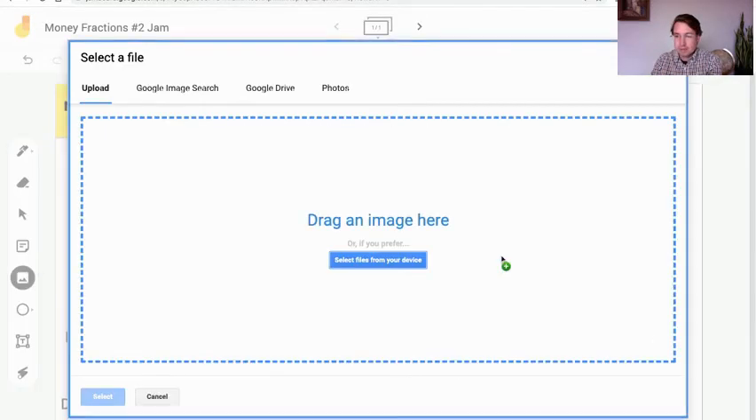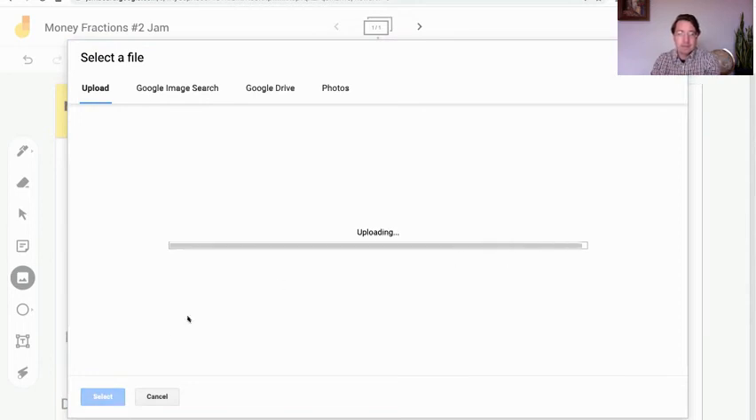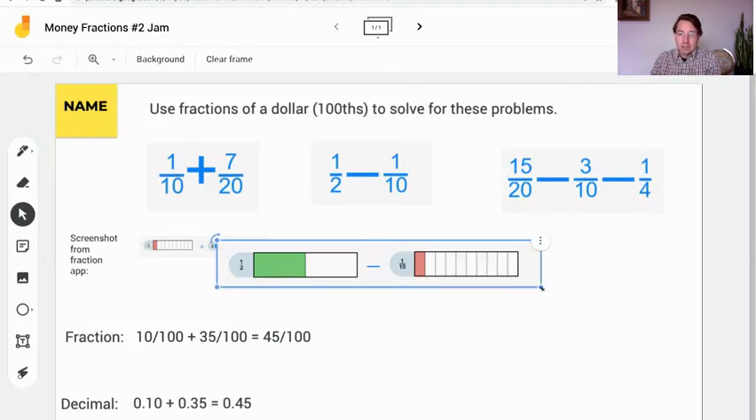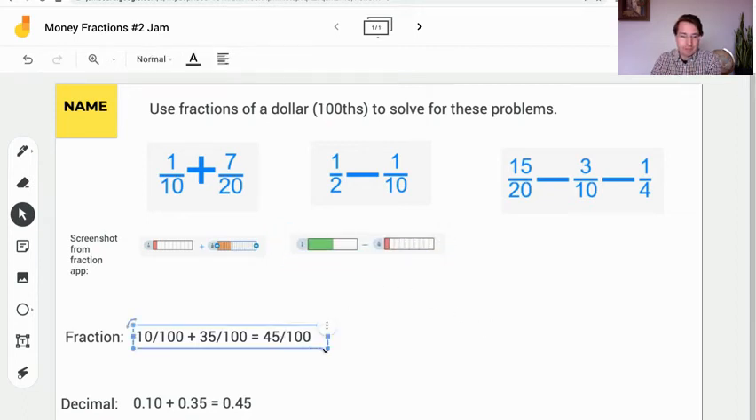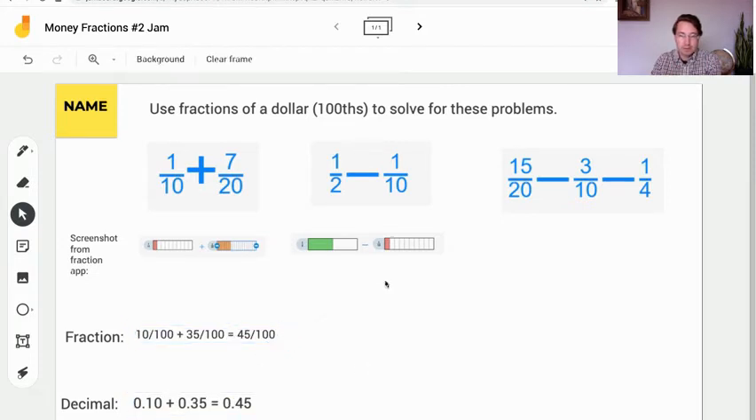Let's add this picture in. Resize it. There you go. And let's give this one a try. It looks like I'm going to have to resize some stuff. We don't have quite enough room. There, that should be good.